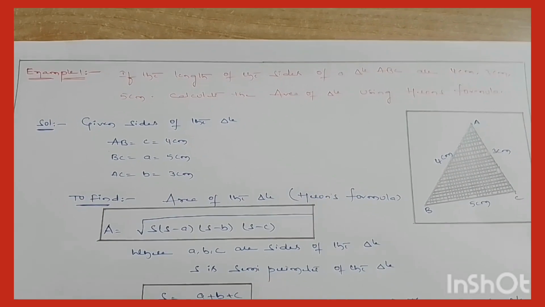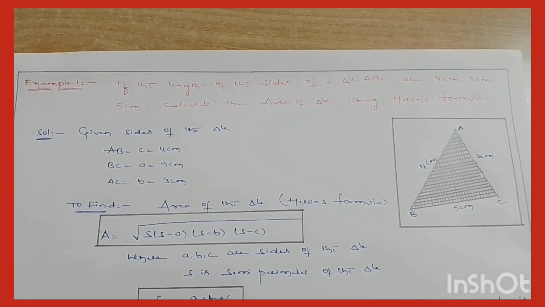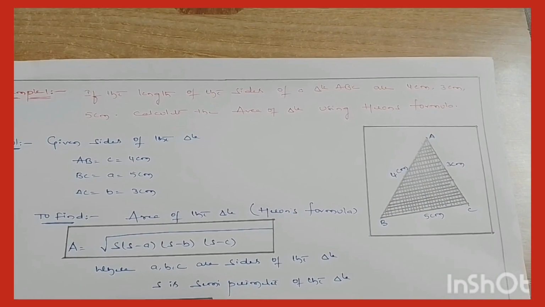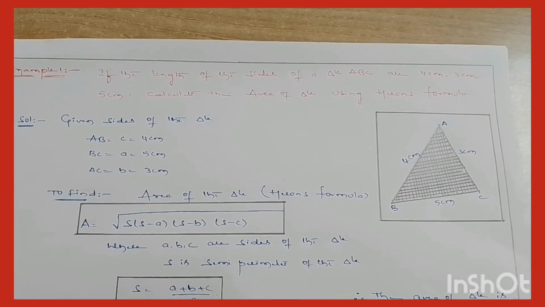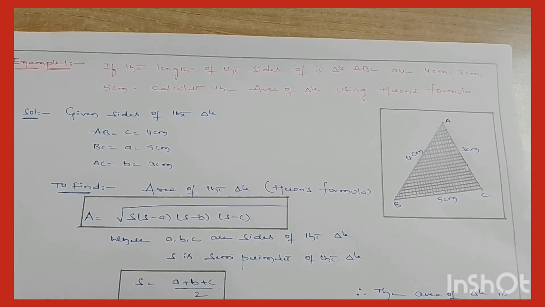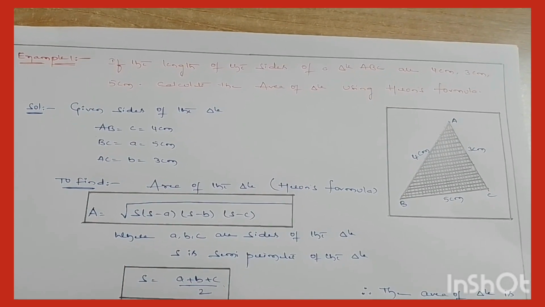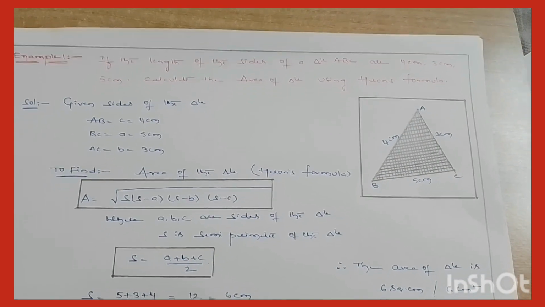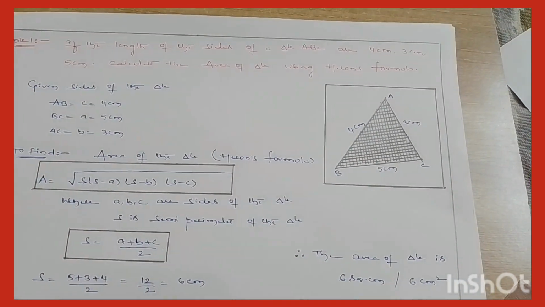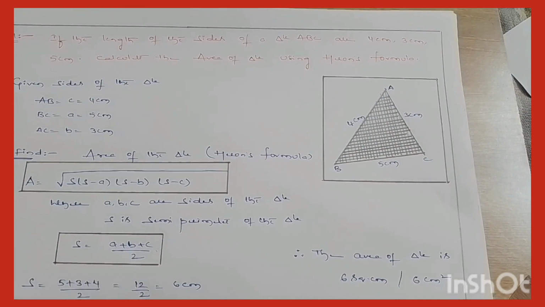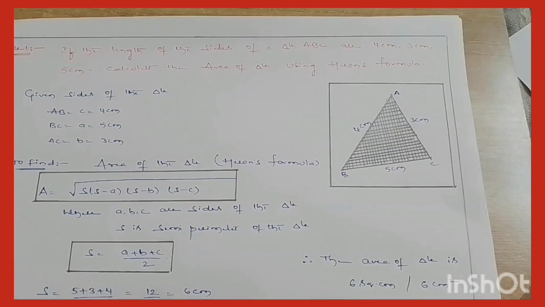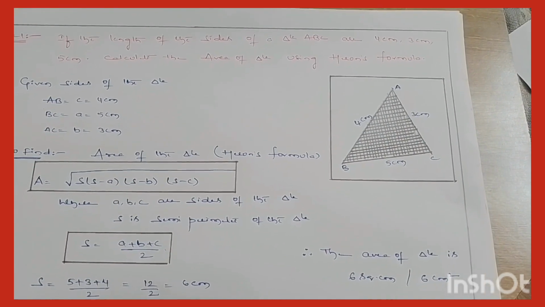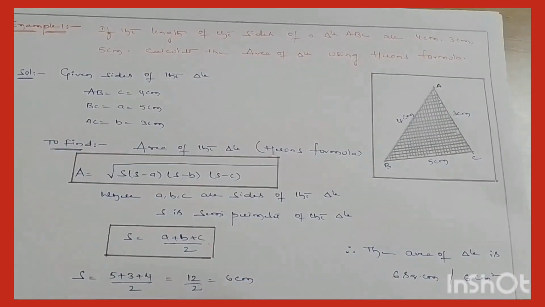Here we discuss with examples. See the first example. The lengths of the sides of a triangle are 4 centimeters, 3 centimeters and 5 centimeters. Calculate the area of the triangle using Heron's formula. First, for the given question, draw a rough figure of a triangle. I have taken triangle ABC. AB is 4 centimeters, AC is 3 centimeters and BC is 5 centimeters.